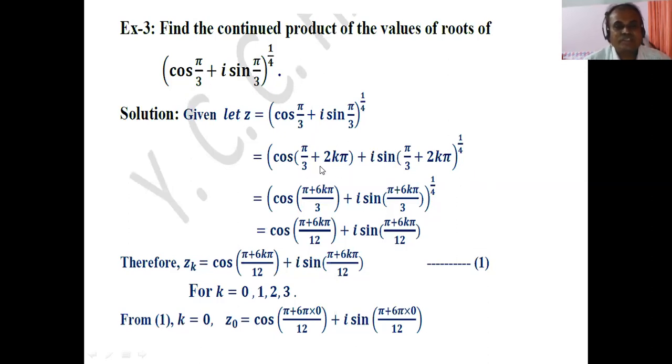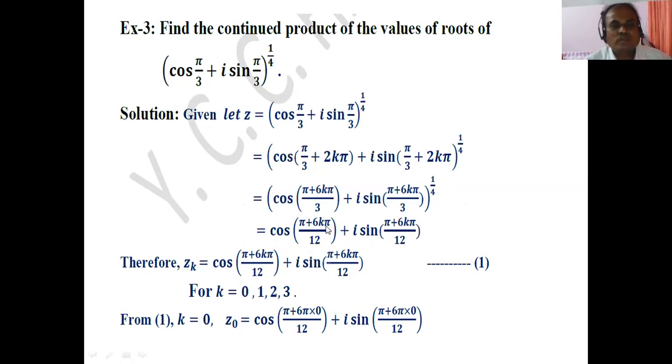We take the LCM, which is 3, and cross multiply. Therefore the simplified form is [cos of (π + 6kπ)/3 + i sin of (π + 6kπ)/3] to the power 1/4. And by using De Moivre's theorem, we get cos of (π + 6kπ)/12 + i sin of (π + 6kπ)/12. So 4 is multiplied with 3, and by using De Moivre's theorem, we get this.